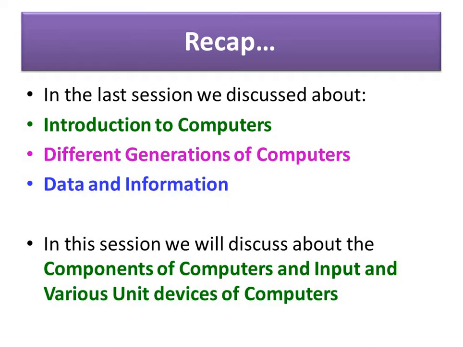The second generation used transistors. They were smaller when compared to the first generation. The third generation became still smaller because they used integrated circuits. They were faster and more reliable. It was followed by the fourth generation computers, which used microprocessors, which had very large scale integrated circuits, or VLSI. The computers became still smaller and faster, and they were portable computers.